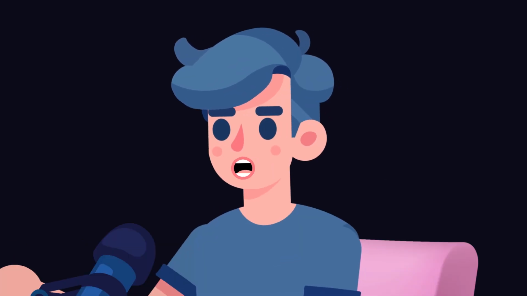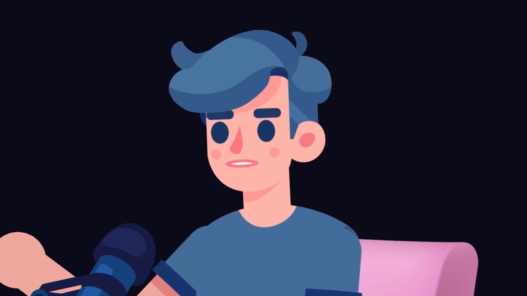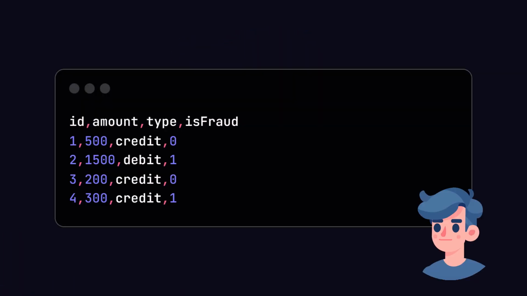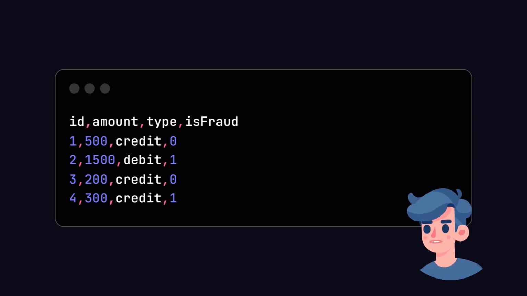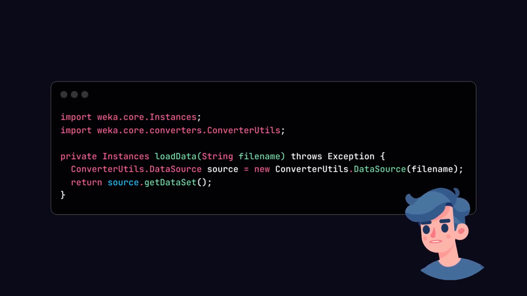Next, we'll investigate how to implement a simple machine learning classifier using Weka to classify transactions based on historical data. Let's create a data set representing past transactions, which will help our classifier learn. We'll structure it in CSV format. Feel free to manually create a CSV file named transactions.csv in the resources folder. The CSV should look like this, with headers ID, amount, type, isFraud.